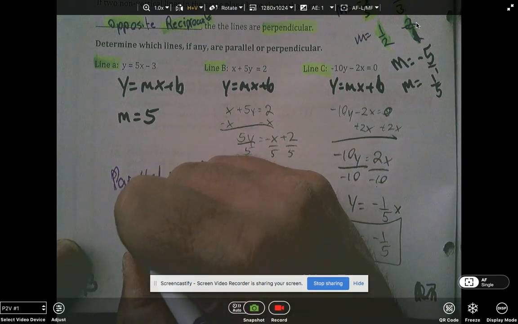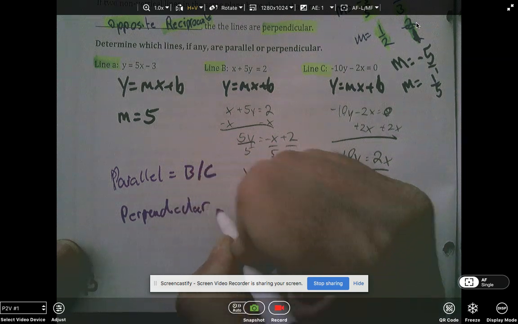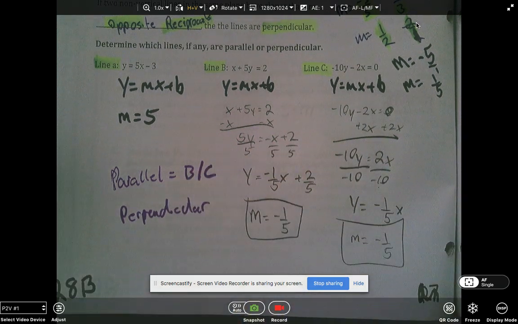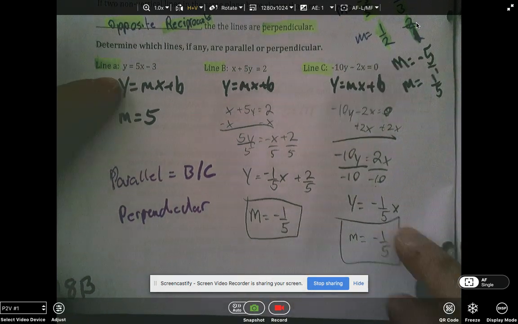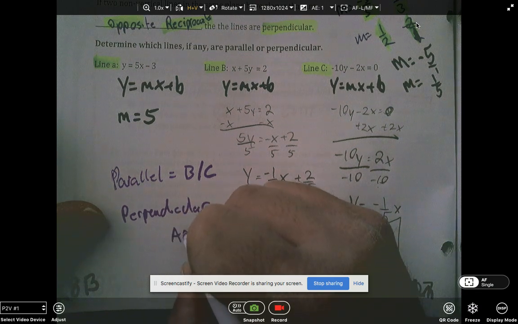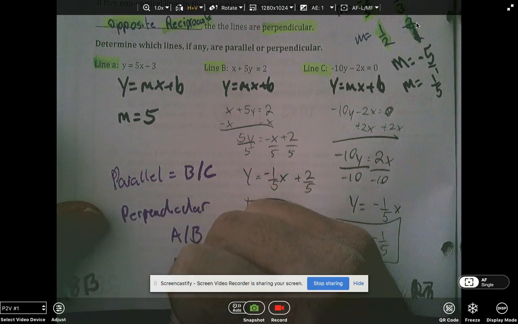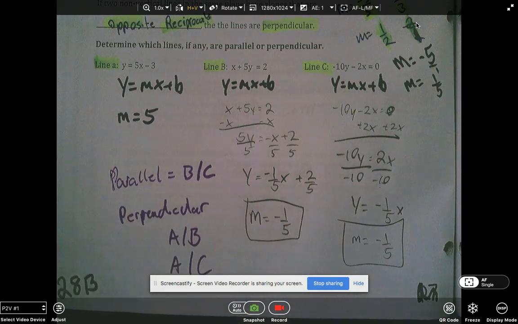And which are perpendicular? For this one you would say A and B, and A and C, because they're both negative reciprocals. So A is perpendicular to B, but A is also perpendicular to C.